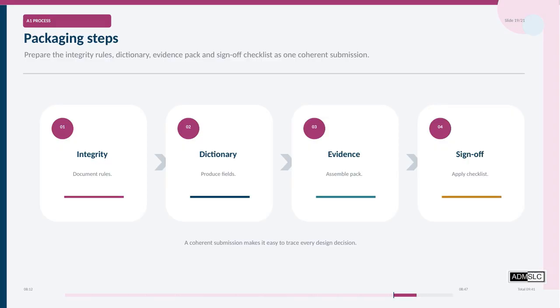Step 2, formally write out your entity, referential, and domain integrity rules. Step 3, produce that comprehensive data dictionary for every single table. And step 4, assemble all of this into your A1 evidence pack, ensuring it's formatted professionally and tells a really clear, cohesive story about your design decisions.